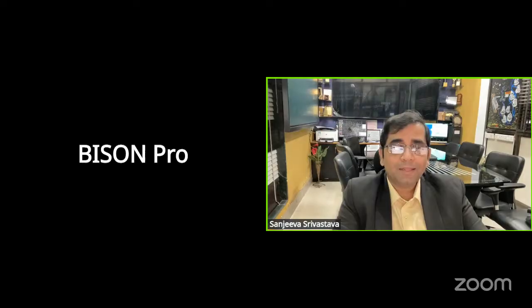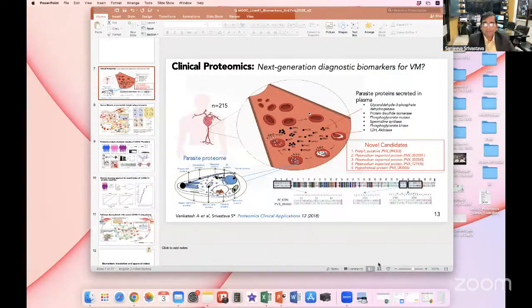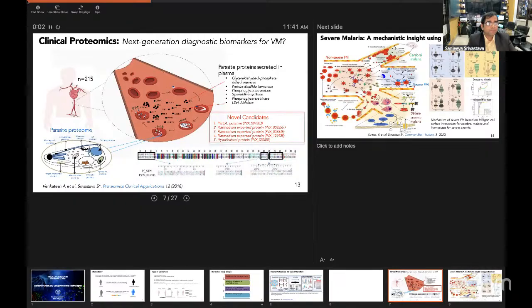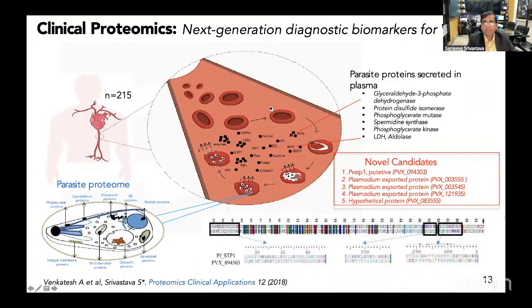Let me share my slides again and give you some idea of the different types of data acquisition and data analysis, and how they help to understand biological and clinical problems. For example, this is one work I'm showing you. We were looking at biomarkers for vivax malaria. We analyzed almost 200 plus patient samples from different clinical hospitals.